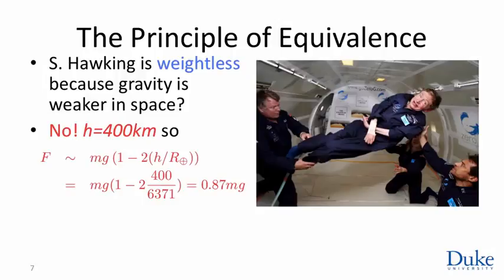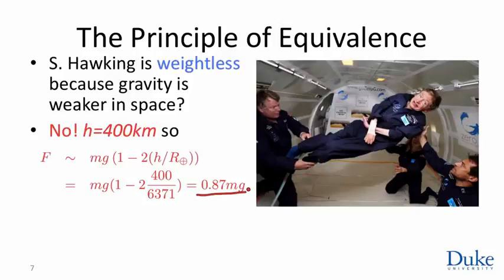We found that the approximate version for the force of gravity for altitudes h smaller than the radius of the Earth is this formula. This makes it easy to plug in the numbers, and you find that in the space station, your weight is in fact 87%. In other words, the force with which the Earth attracts you is 87% of what it would be on Earth.